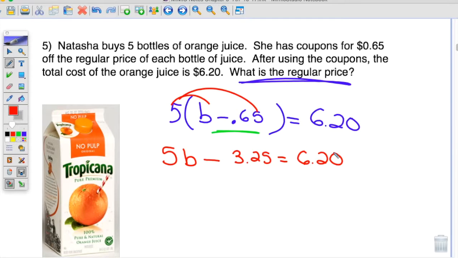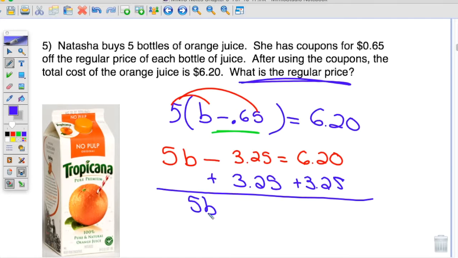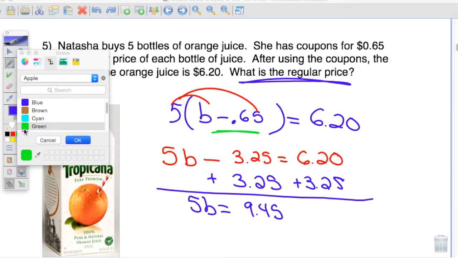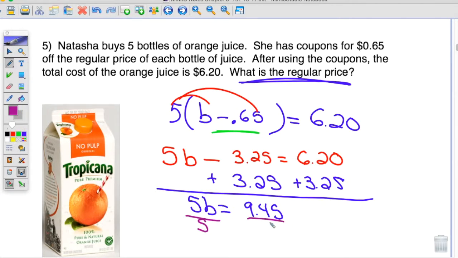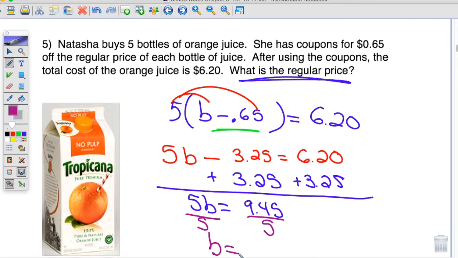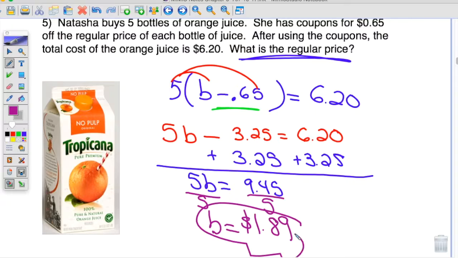The $3.25 is the savings of the 65 cents for the 5 bottles. So since we're subtracting that, we're going to add that discount to both sides. So we're left with 5 bottles is equal to $9.45. That's the price for 5 bottles of juice, with the coupon being put back in. Now we have to divide both sides by 5 to get the price of 1 bottle. And when we divide that out, it's $1.89 for 1 bottle of orange juice.